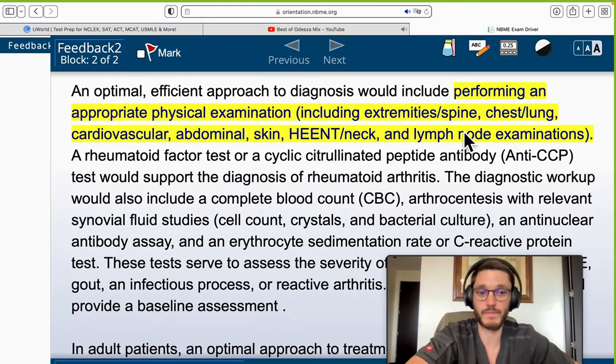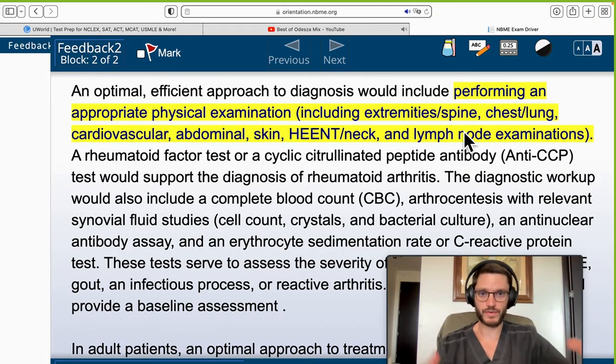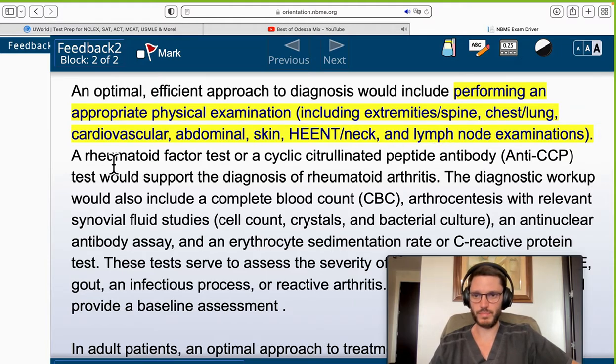So this is on my second case. Always, you should remember to ask for a physical exam. I thought it was already included in the HPI, but no, you have to choose it. So probably I lost some points there. The anti-CCP, we asked for it, and we also asked for a CBC.